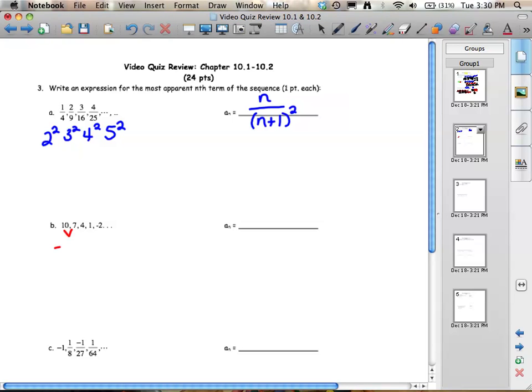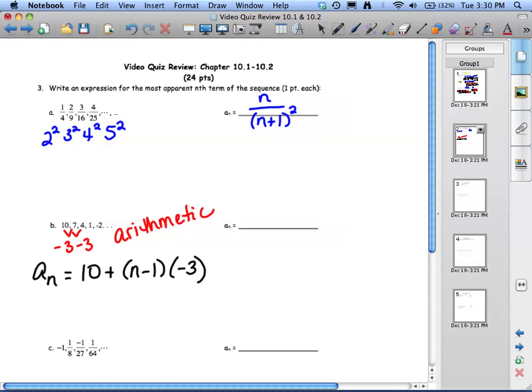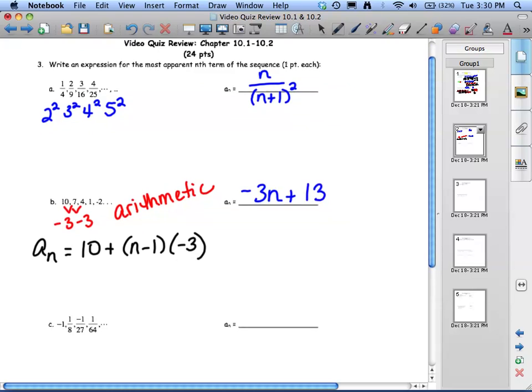B, you'll notice it's going down by 3 each time. This is arithmetic. Therefore, we can use our formula. And if you'll remember, our formula for the general term says you take the first term plus n minus 1 times the difference, and you do your little algebra there, and you get negative 3n plus 13. So if it's arithmetic, it's simple. You can use the formula we used. If it's not, then you'll have to follow the pattern.